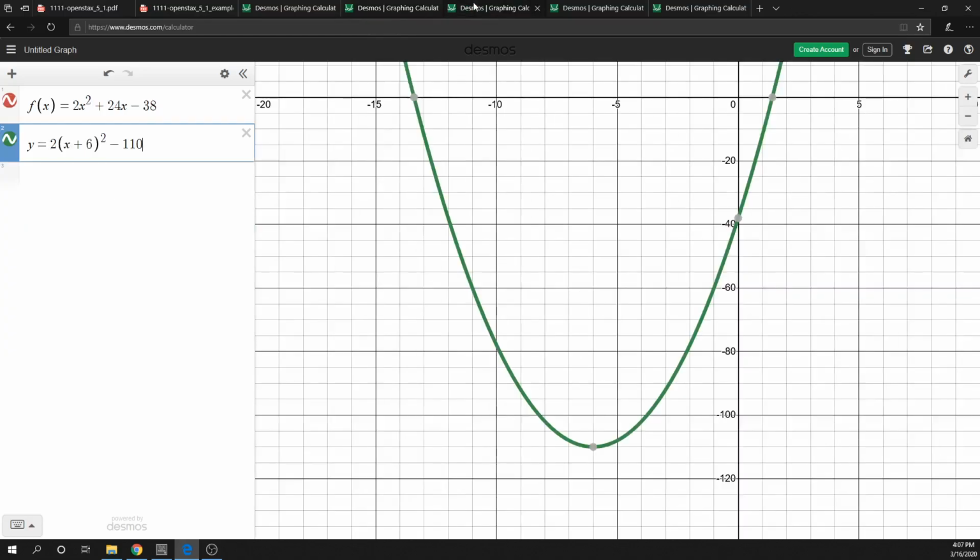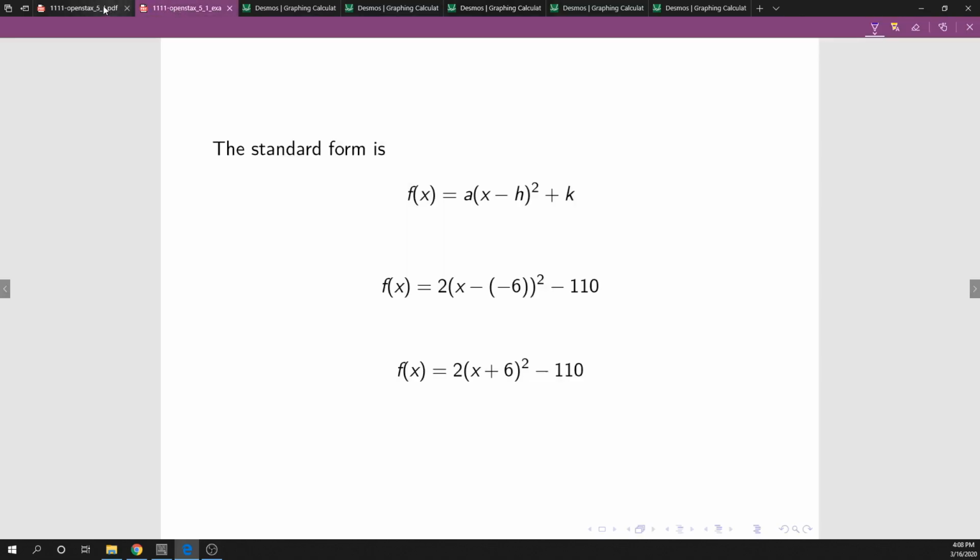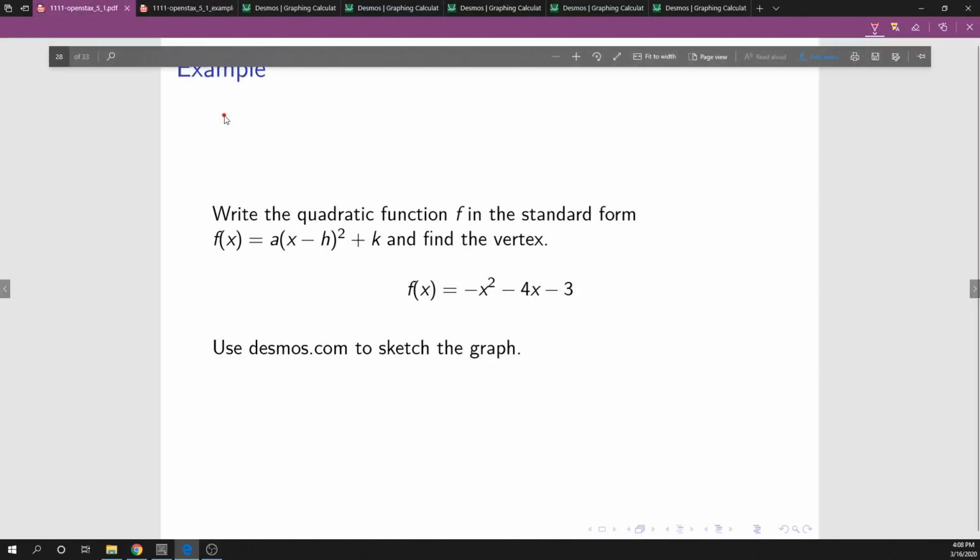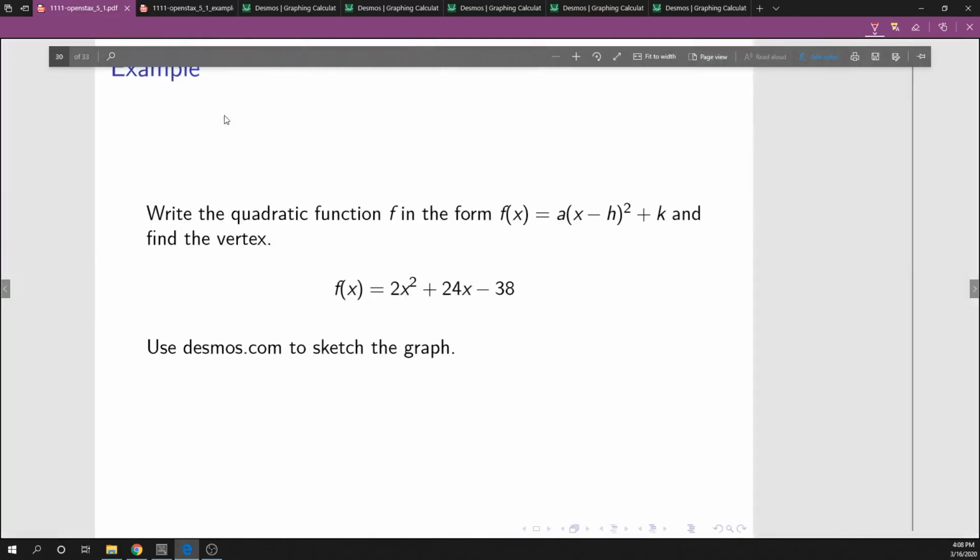All right, let's see. Here we go. So here's the original in red. See, there's the vertex, negative 6, negative 110. And then here is the green one, which is the standard form version. You can see it's giving us the same graph there. Okay, so let's just bounce back to this one.